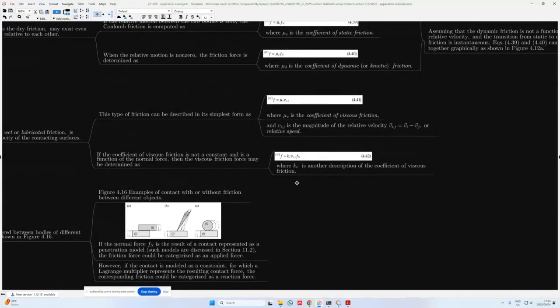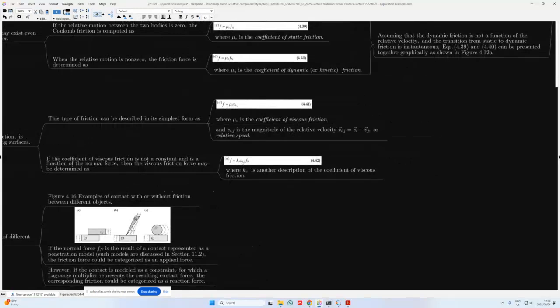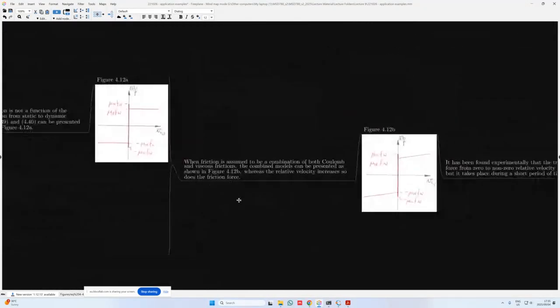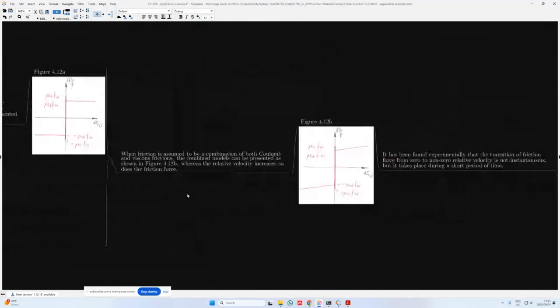If the coefficient of viscous friction is not a constant and is a function of the normal force, then the viscous friction force may be determined in this form over here, where we now work with kv multiplied by v i,j, and we just multiply by the normal force at the end as well. And kv is another description of the coefficient of viscous friction. So combining all of this, when friction is assumed to be a combination of both Coulomb and viscous frictions, the combined models can be presented as shown in figure 4.12b, where as the relative velocity increases, so does the friction force.